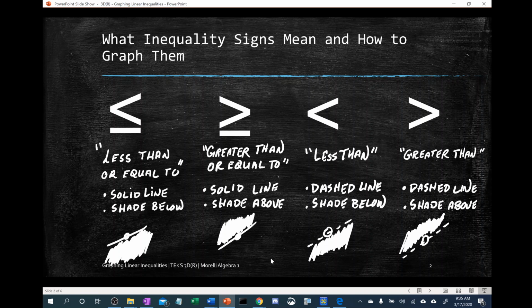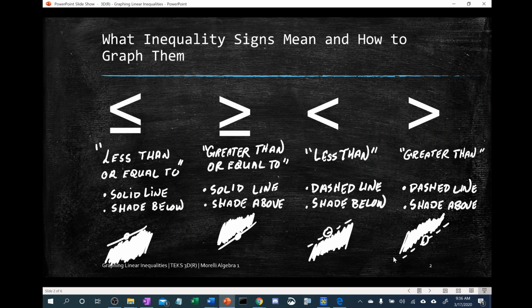that. The next two symbols don't have lines underneath them, so they lack that or equal to part. So this next symbol means less than. We indicate that with a dashed line, and we shade below. And finally, we have the greater than symbol, and that is indicated by a dashed line where the shading is done above. Take a look at these four little sketches.